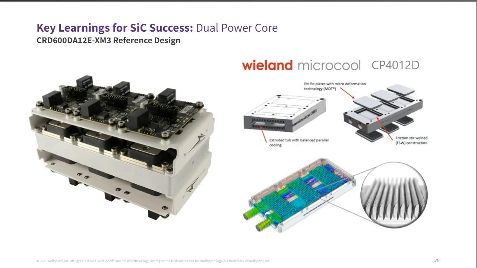And so one of the key learnings from this reference design would be the dual power core. So similarly to the 300 kilowatt kit with the cold plate, XM3 power modules, and then our companion gate driver board stack up, what we've done in this dual inverter is actually utilize a dual-sided cold plate, so modules can mount on both sides. And so this is offered from one of our partners, Weiland Microcool.